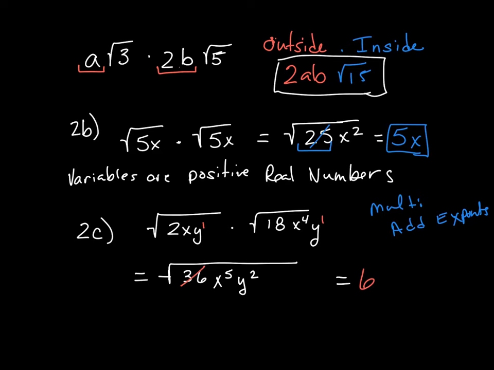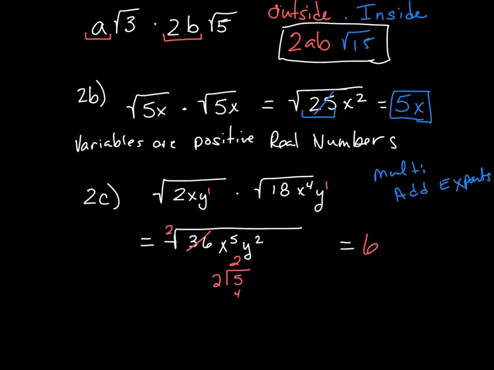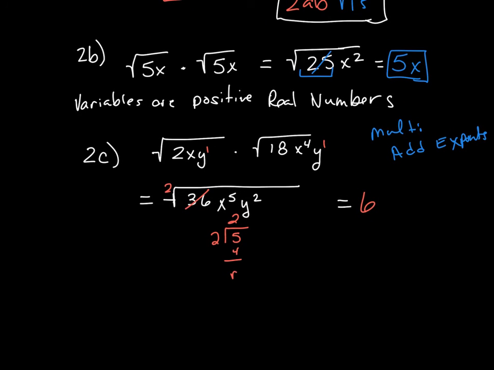This is the part where you have to watch what's going on here. This is understood to be to the index 2. So 2 divides evenly into the exponent of 5. How many times? Well, 2 goes into 5 evenly twice, with a remainder of 1.